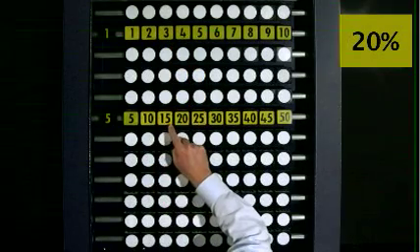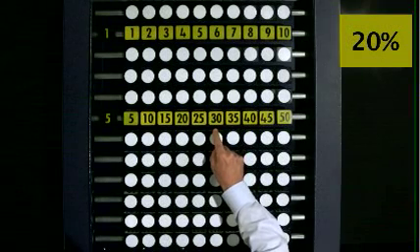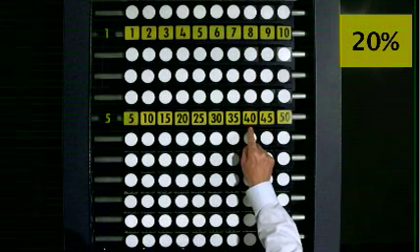3 out of 15, 20%. 6 out of 30, 20%. 8 out of 40, 20%.